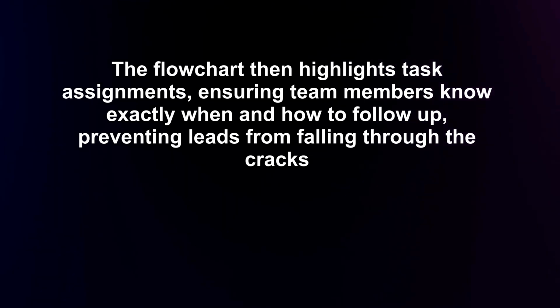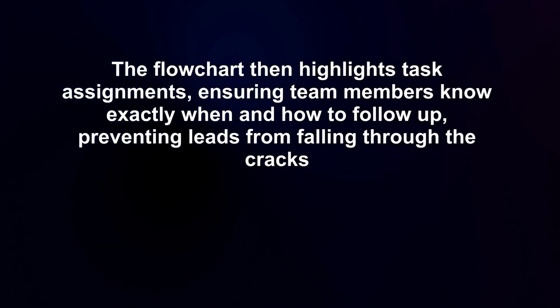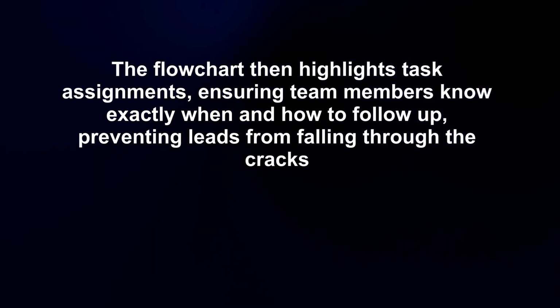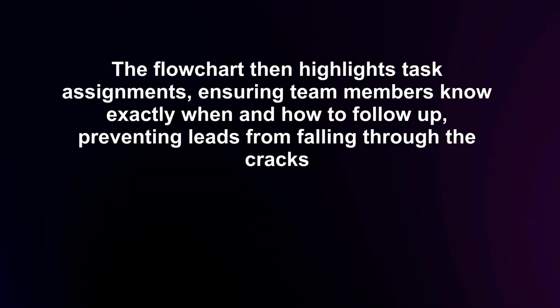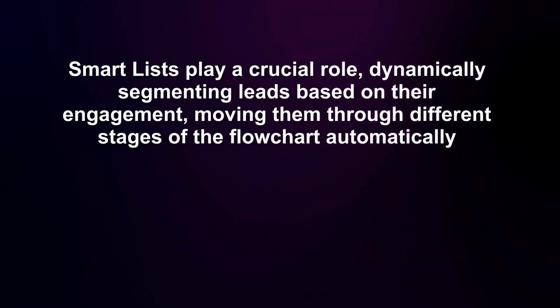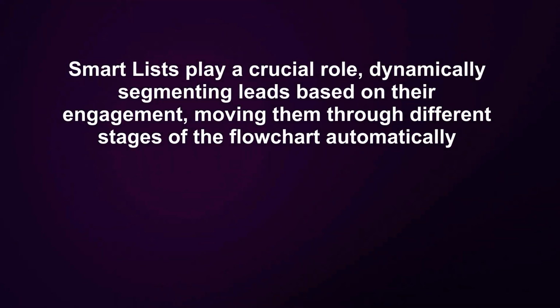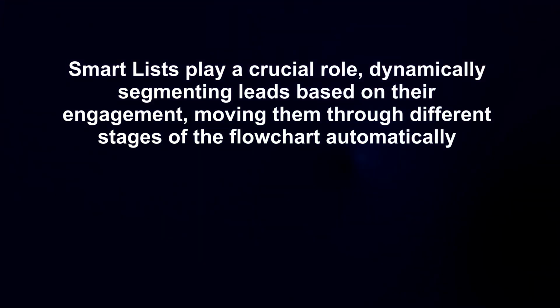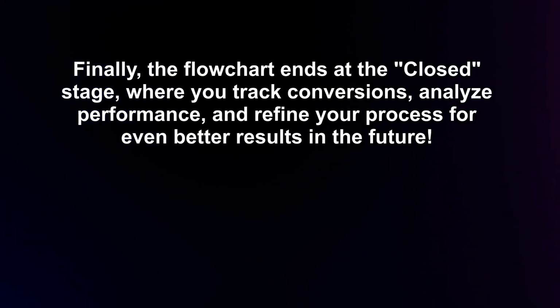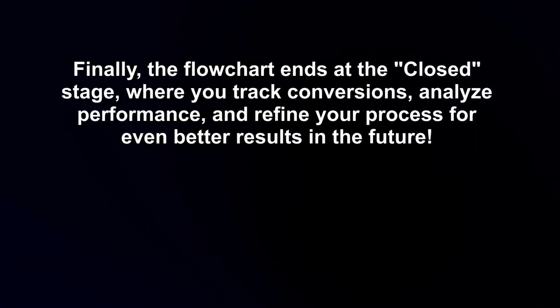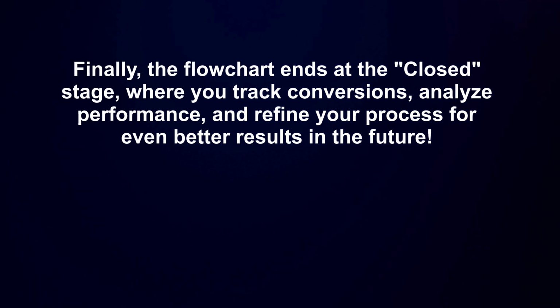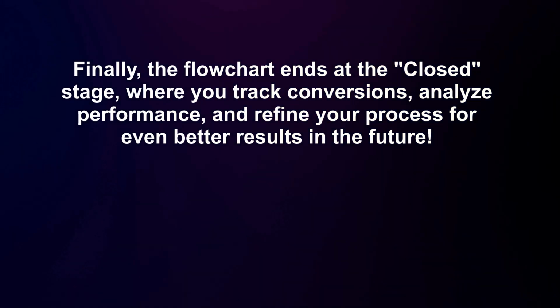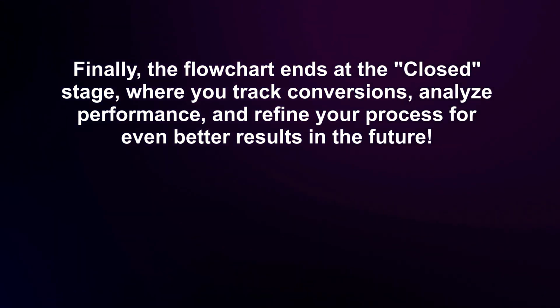The flowchart then highlights task assignments, ensuring team members know exactly when and how to follow up, preventing leads from falling through the cracks. Smart lists play a crucial role, dynamically segmenting leads based on their engagement, moving them through different stages of the flowchart automatically. Finally, the flowchart ends at the closed stage, where you track conversions, analyze performance, and refine your process for even better results in the future.